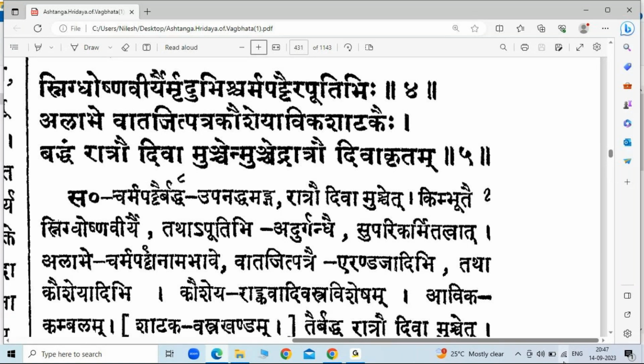Snigdhoshnavirye mrudubhi charma pattaihi in Ashtanga Hridayam. Then alabhe or tadabhave, if you do not get such a charmam, then ghana vadahara patra avika kausheyihi upanadham angam. So upanadham means baddham, tied, bandaged. So using this, you tie it over that application of the medicines.